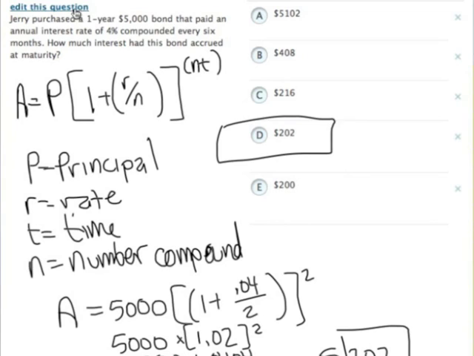The other thing is, since it's a one-year bond at a low interest rate, only compounded twice, you could have just said, well, the simple interest would have been 200. It's just going to be a little bit more than that because it's compounded, so you could eliminate the simple interest rate and figure out, well, it's just going to be the next one up from there. So if you didn't want to do that math or didn't remember exactly the formula for compound interest, you could just make a good guess and choose D.